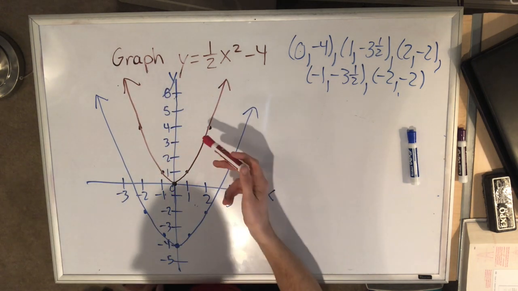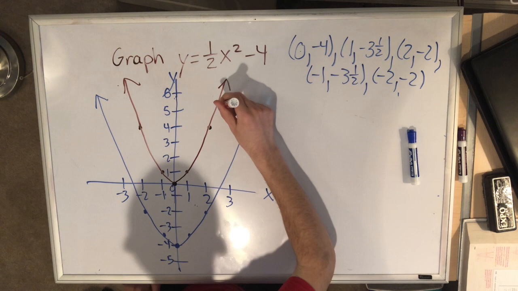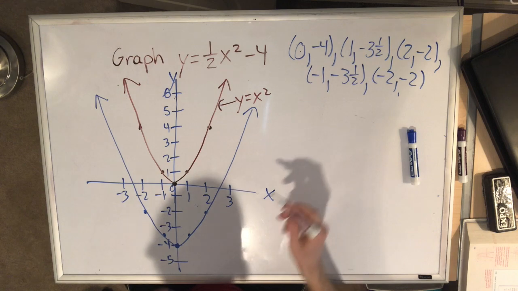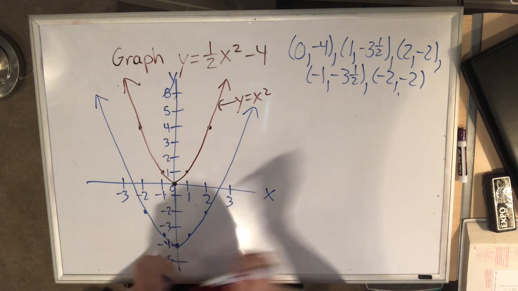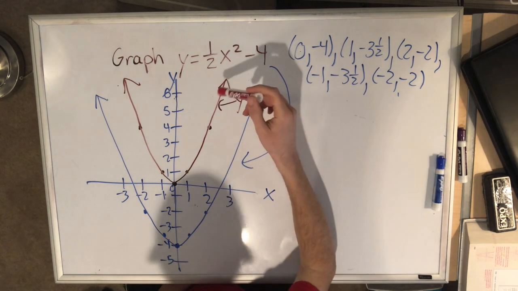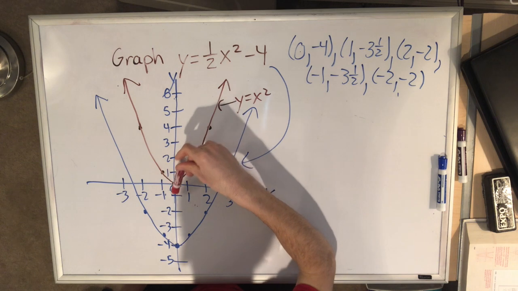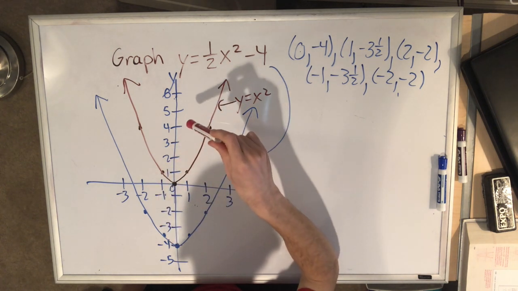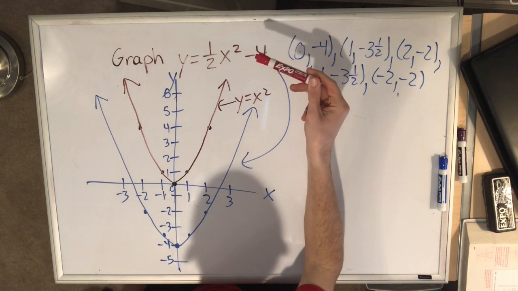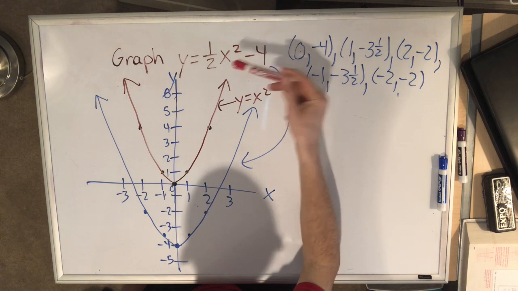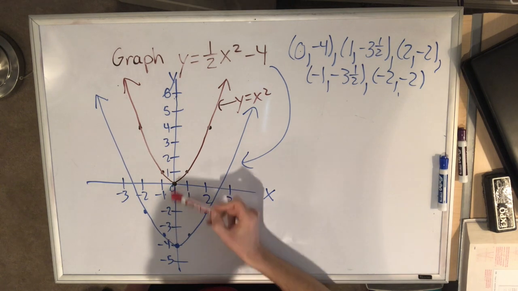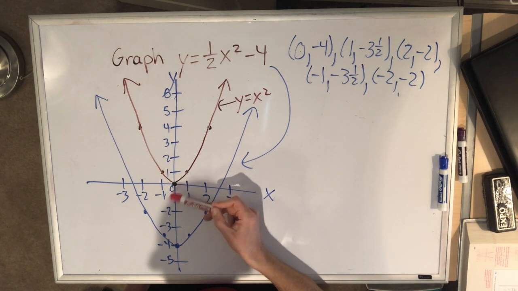Notice that the graph of y equals x squared and the graph of y equals 1/2 x squared minus 4, so the graph of y equals 1/2 x squared minus 4 is shifted down 4 units from the graph of y equals x squared because a negative number was being added, or in other words, a positive number was being subtracted, so it got shifted down 4 units, a vertical translation downwards.